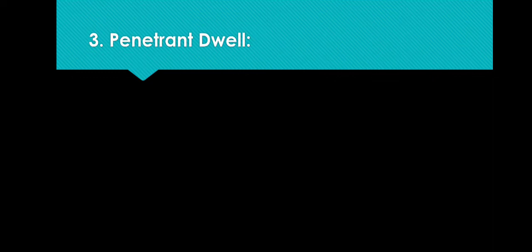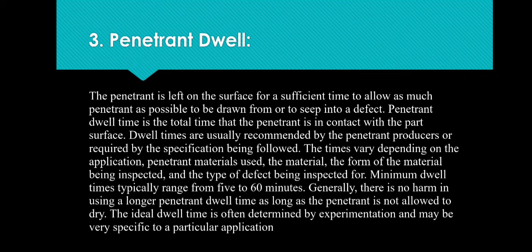The third step is penetrant dwell. This is a very important step in liquid penetrant testing. The penetrant is left on the surface for a sufficient time to allow as much penetrant as possible to seep into the defect. The penetrant dwell time is the total time that penetrant is in contact with the part surface. Dwell times are usually recommended by the penetrant producers or required by the specification being followed. The times vary depending on the application, penetrant material used, the form of the material being inspected, and the type of defect being inspected for. Minimum dwell times typically range from 5 to 60 minutes. Generally, there is no harm in using a longer penetrant dwell time as long as the penetrant is not allowed to dry. The ideal dwell time is often determined by experimentation and may be very specific to a particular application.